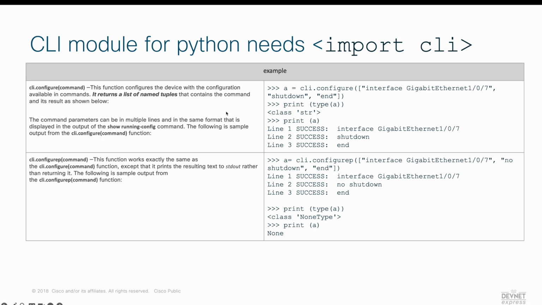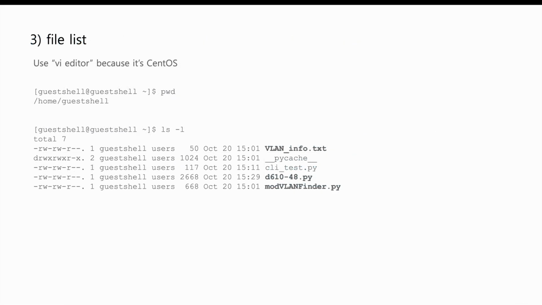I used this cli.configure in this example. First, on CentOS using the vi editor, you have to upload this file. You can use TFTP or FTP or SCP, but vi is simpler: just copy and paste it. You know how to use the vi editor; it's simple and very powerful. The default path is /home/guestshell.